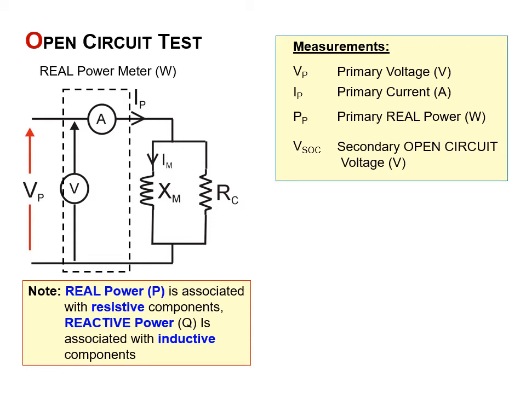So we can simplify that equivalent circuit. Because we have no current going through the secondary, we can simplify the circuit to this. We just have the magnetizing current and the losses due to the core, hysteresis and eddy current losses. With the open circuit test, we can measure primary voltage, primary current, and the primary real power, and also the open circuit voltage. So we measure the voltage between here and here.